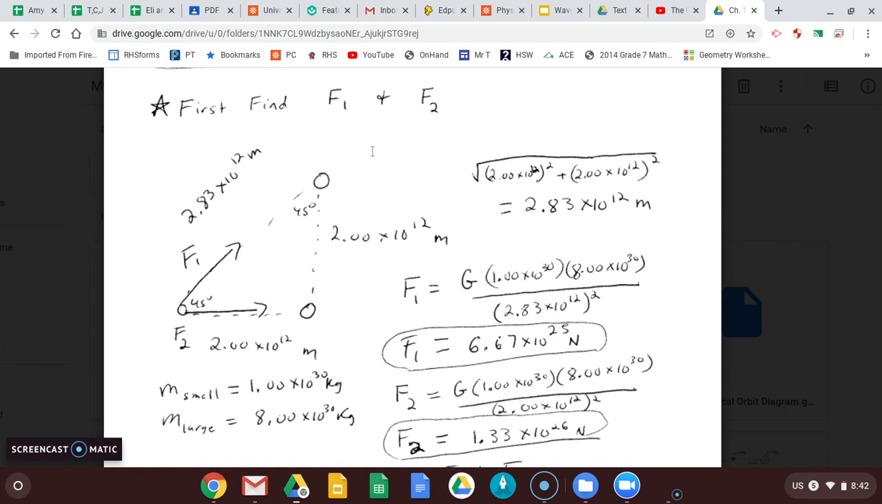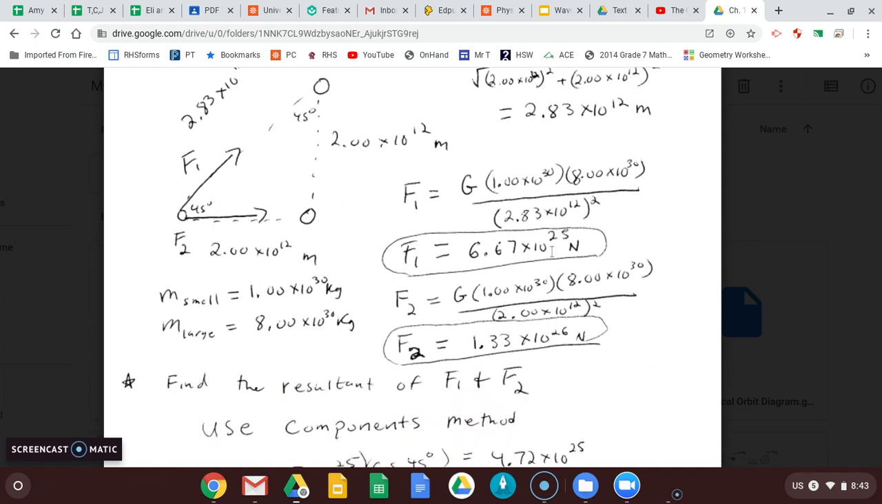All right, so we're going to first figure out the force of attraction between just the small one and the larger one up here. That's the work done right here. We're going to call that force 1. And we're finding that force from the big star on the small star, so it's going that way. So we just use Newton's law of universal gravitation with those numbers and the 2.8 times 10 to the 12th distance. Pop them in, and F1 is 667 times 10 to the 25th newtons.